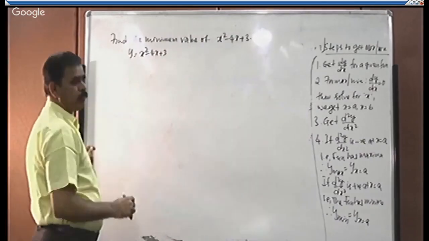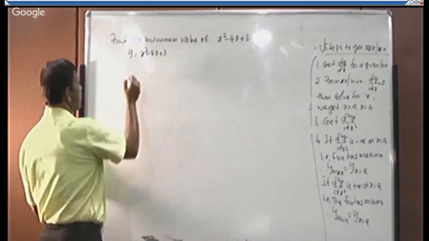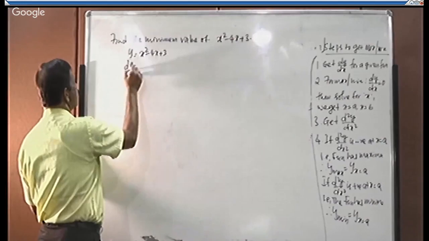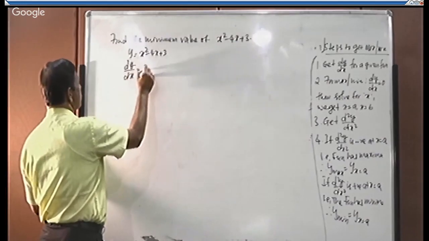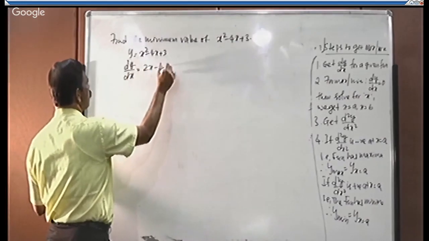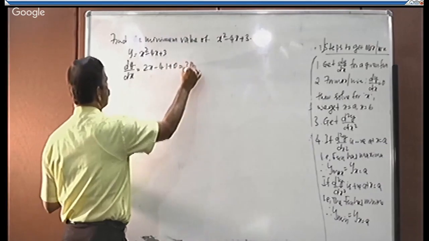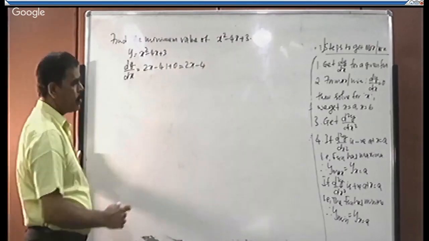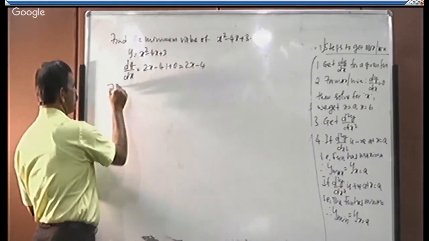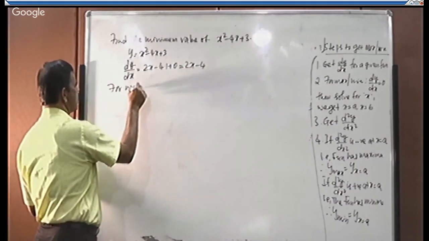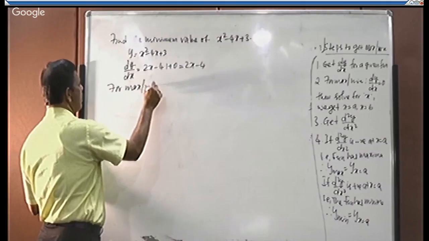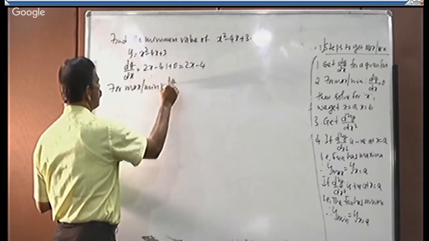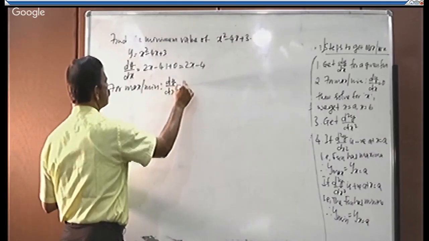What is the first step we need to follow? We have to get dy by dx. Differentiate this. Dy by dx is 2x minus 4 into 1 plus 0. That is 2x minus 4. For maxima or minima, we should take dy by dx is equal to 0. Correct? Maxima or minima, dy by dx is equal to 0.